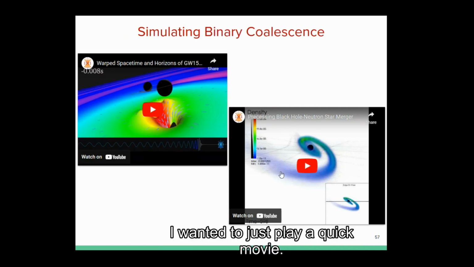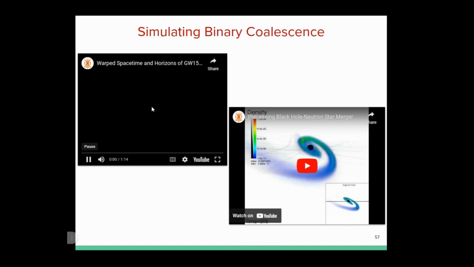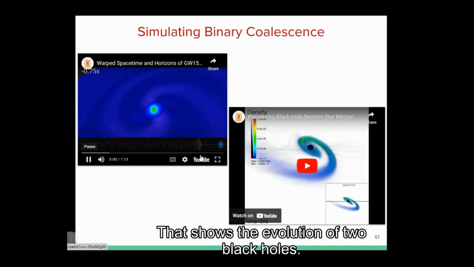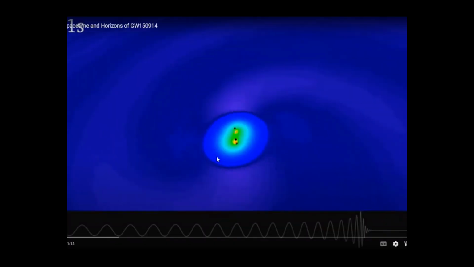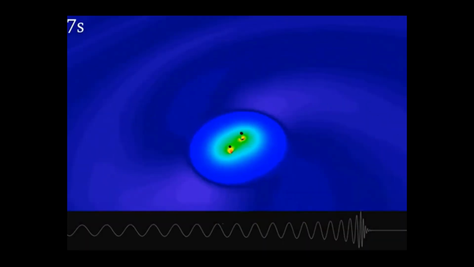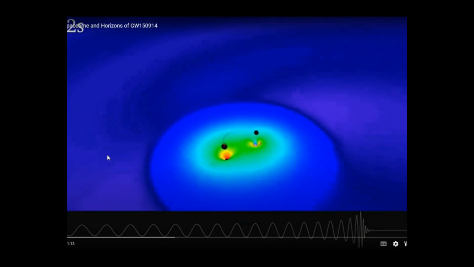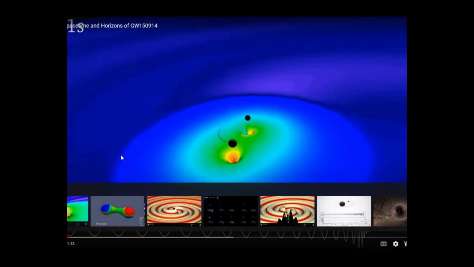I wanted to just play a quick movie that shows the evolution of two black holes. So I'm going to try and full screen here. Pause for a second. Just for a second. So I wanted to show that the colors are different.